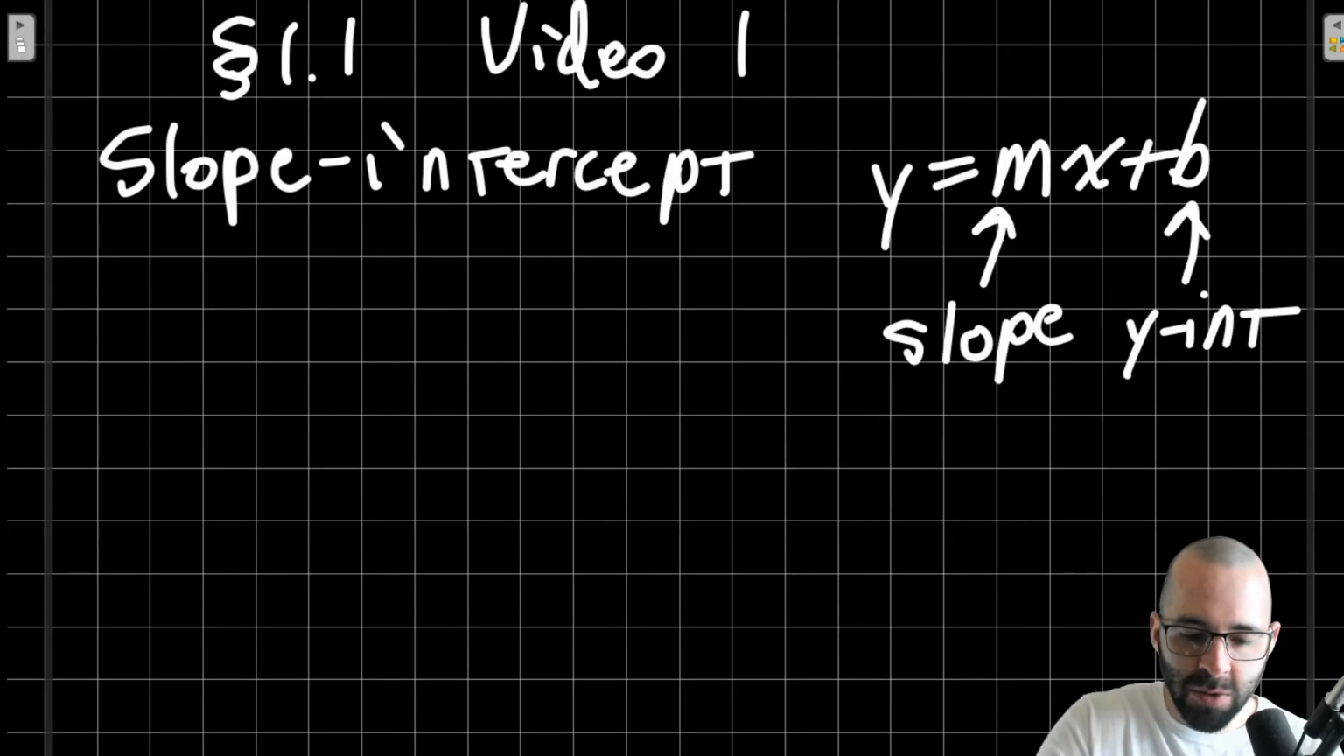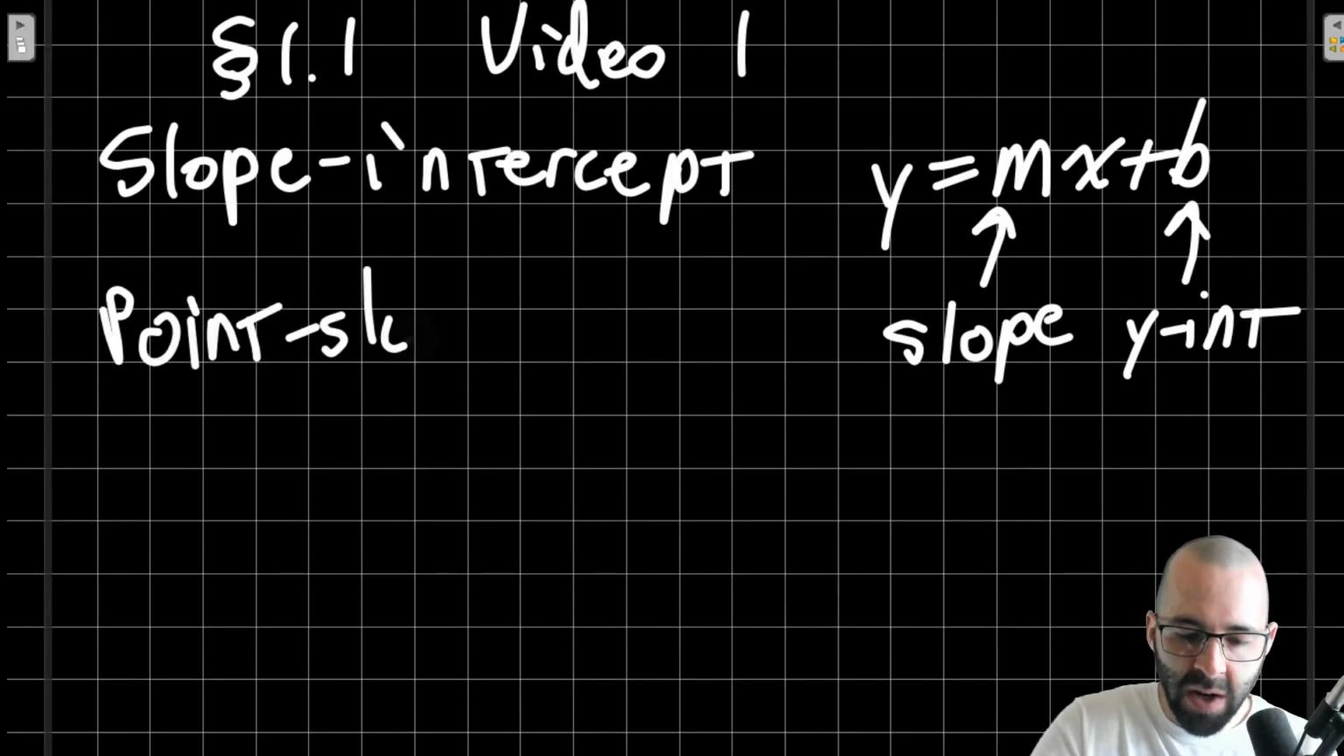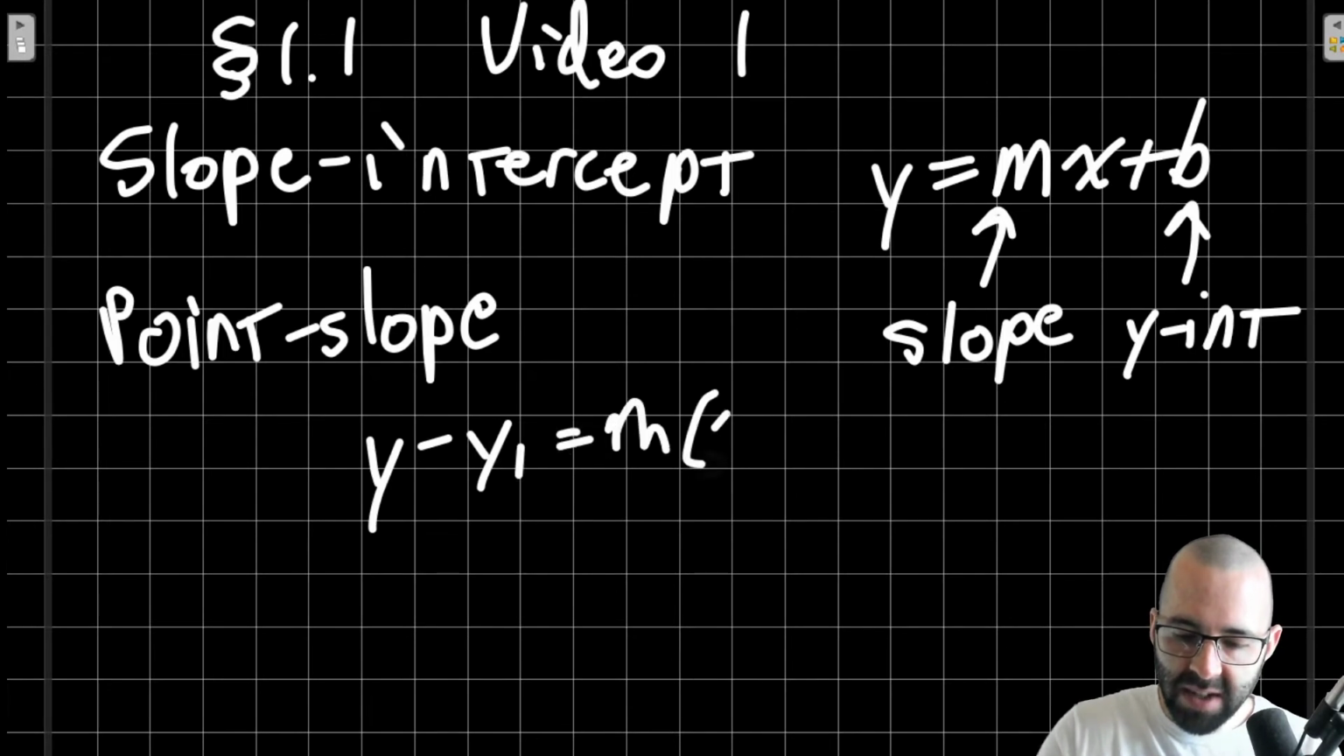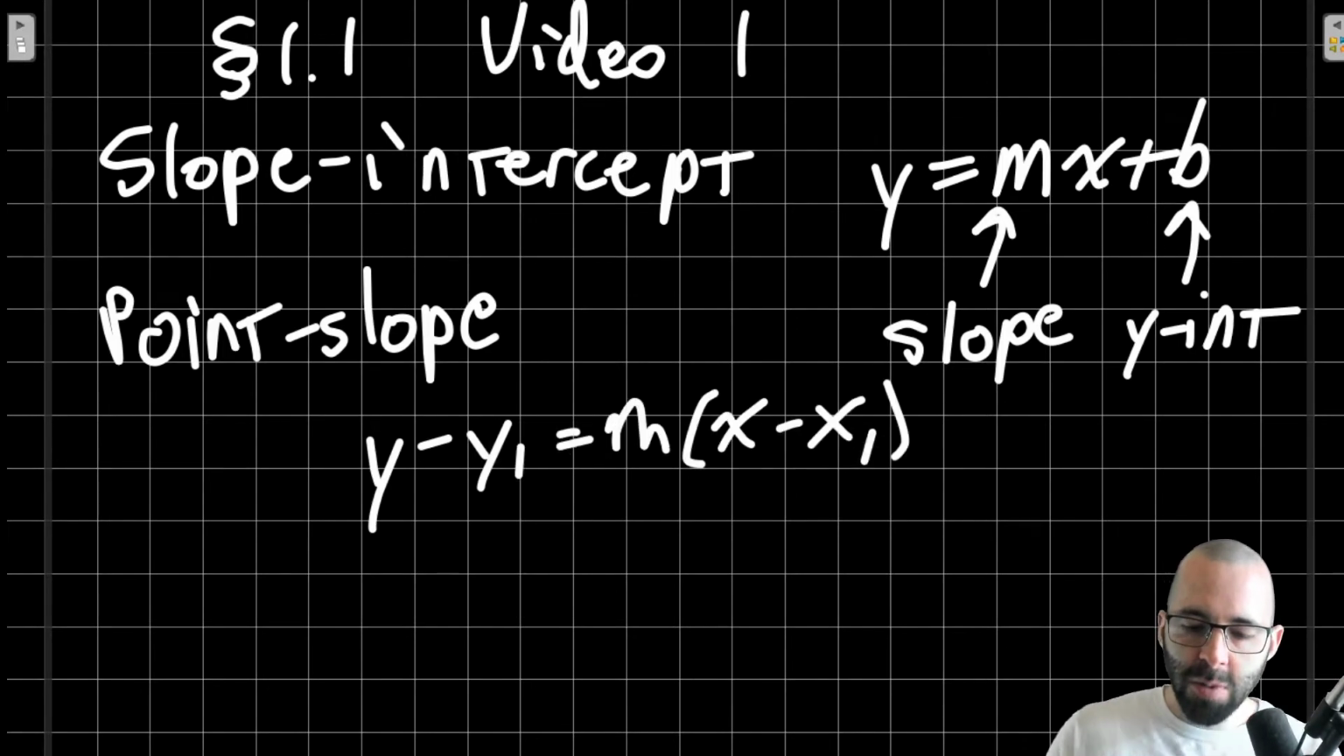But the other one that is really, really useful, but is less popular for some reason, and I'm trying to do my own part to make it more popular, is point slope form. And that's going to be y minus y1 is equal to m times x minus x1. And this one is super useful.